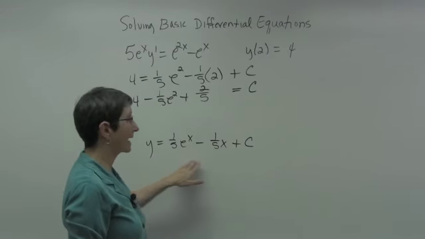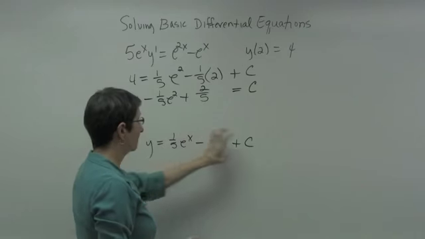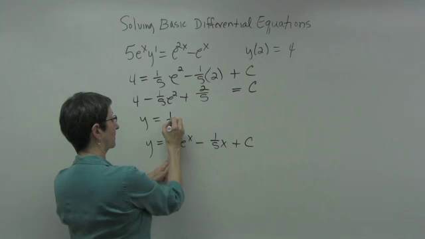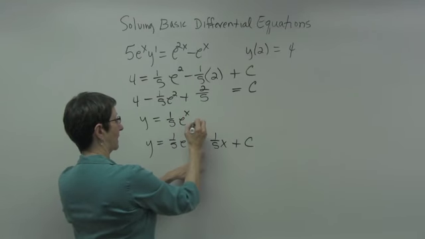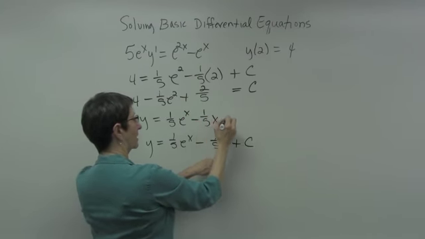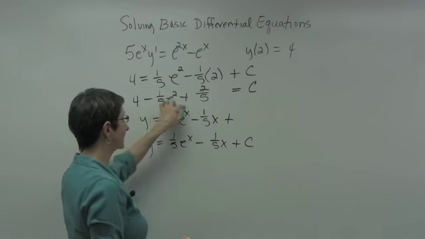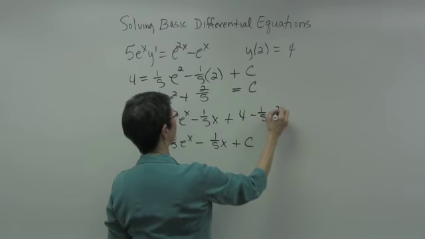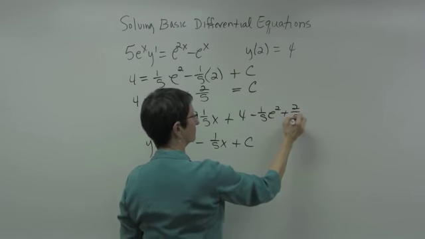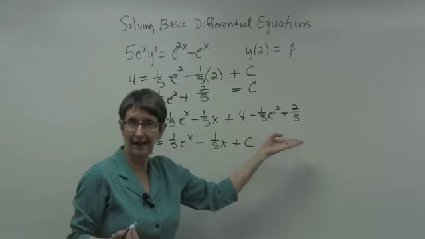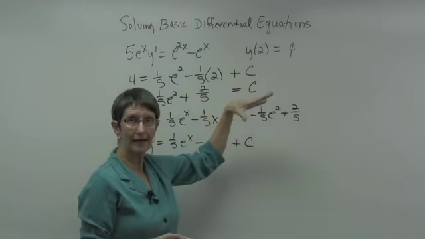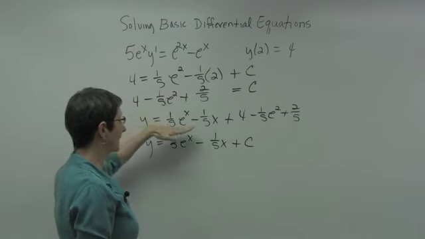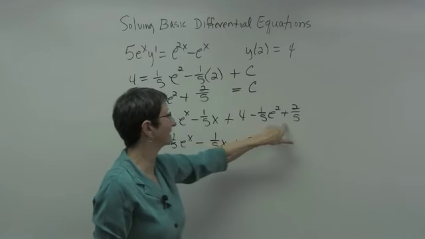This is my equation. I just put c back in place of the c here. So I have y equal to 1/5 e to the x minus 1/5 x plus, and then all of this goes in here: 4 minus 1/5 e to the second plus 2/5. And this is the exact value of the function when x is 2 and y is 4 that fits this specific differential equation. Now sometimes you'll see these written a little bit differently. This is an exact value.